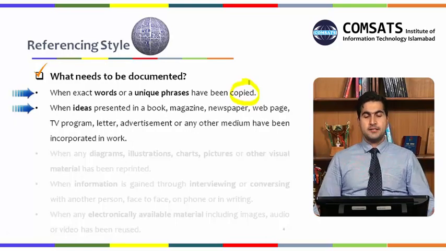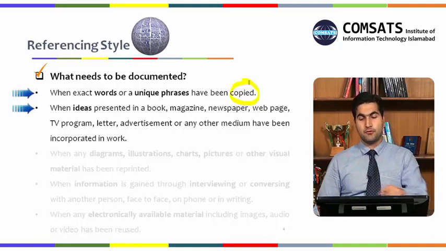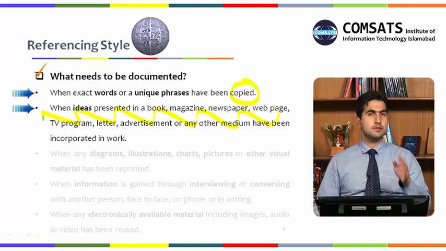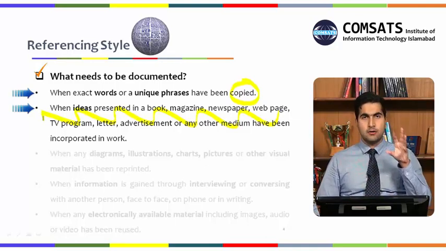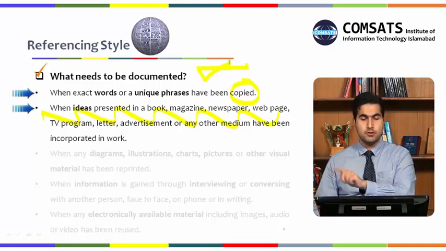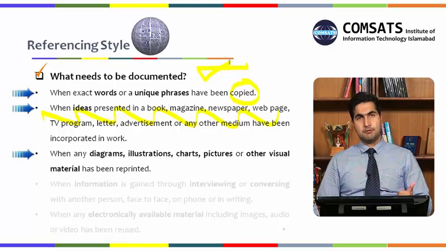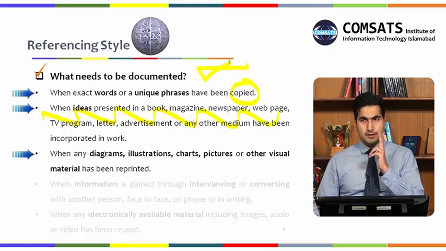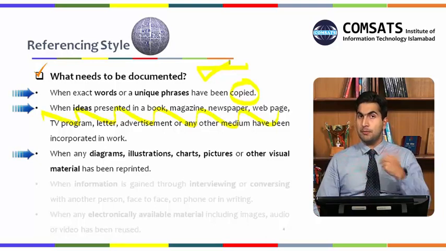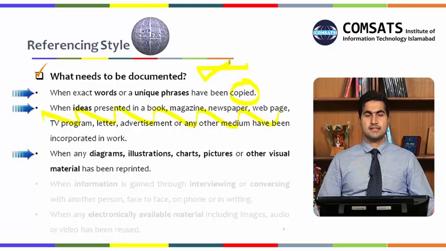Then when ideas presented in a book, magazine, newspaper, web page, TV program, letter, advertisement, or any other medium have been incorporated in your work. So all these examples are also being incorporated in a work, so it has to be documented. When any diagrams, illustrations, charts, pictures, other visual material have been reprinted as well. So if these are being reprinted, of course, these are being printed another time. They were printed once by the original source. Now you are reprinting it. Therefore, you have to cite these things as well.